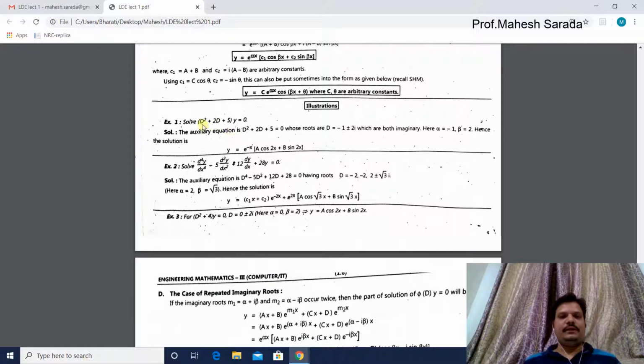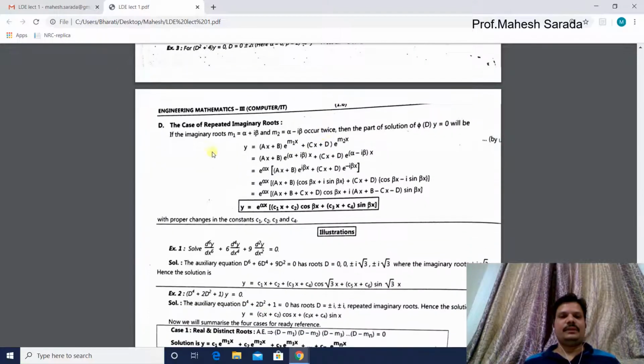For example, if we have D square plus 2D plus 5, this is an order 2 linear differential equation. This is the auxiliary equation, whose roots are D equals minus 1 plus minus 2i. So here alpha is minus 1 and beta is 2. For this complex number, the solution becomes e raised to minus x into the bracket c1 cos 2x plus c2 sin 2x, or we may use capital A and B as constants. So this is the solution for complex non-repeated roots.